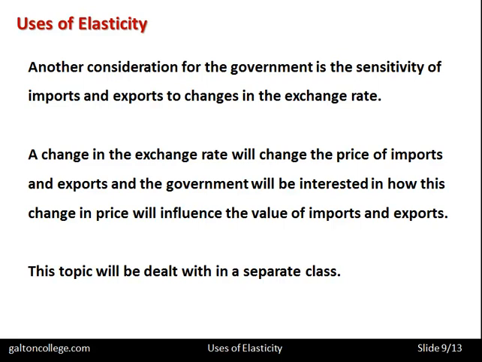It'll be dealt with in a separate class, as I said. This particular point is known as the Marshall-Lerner condition, which is important in terms of macroeconomics and looking at the macroeconomy.